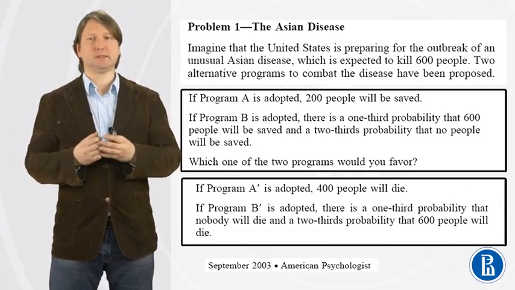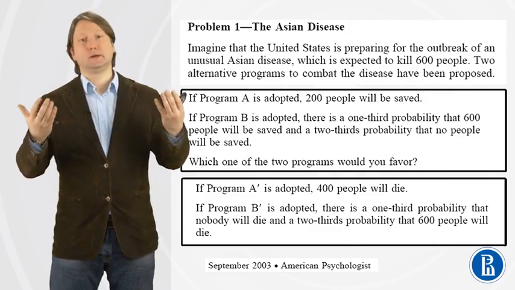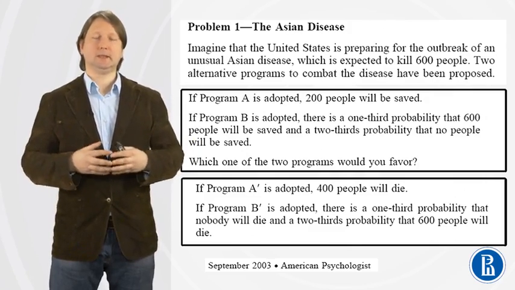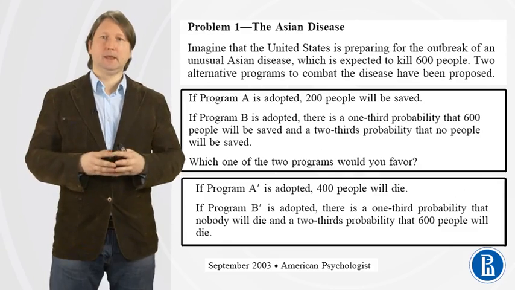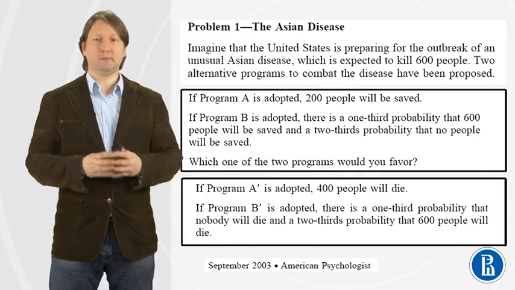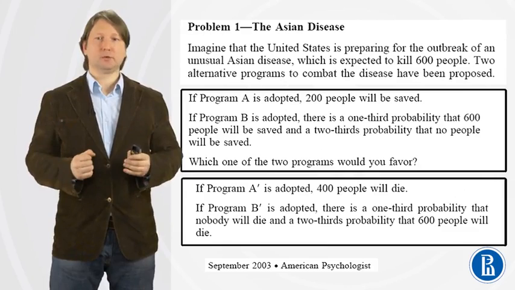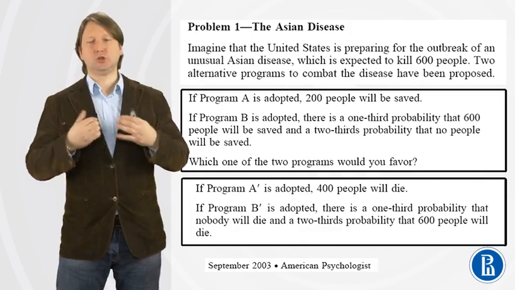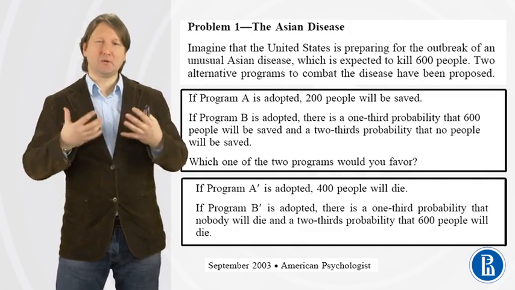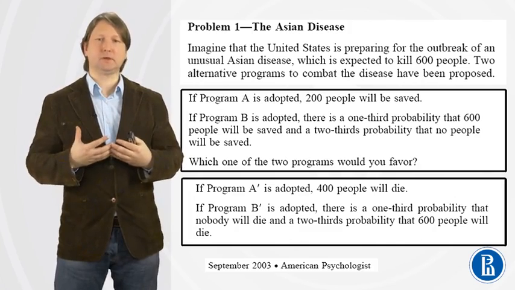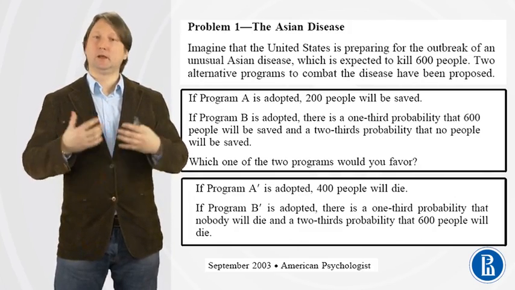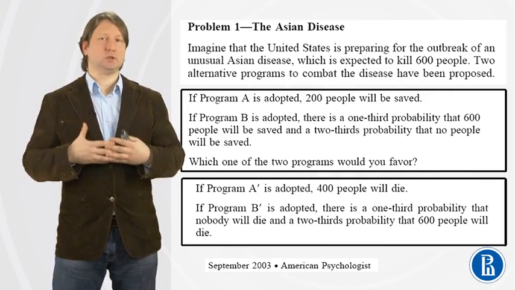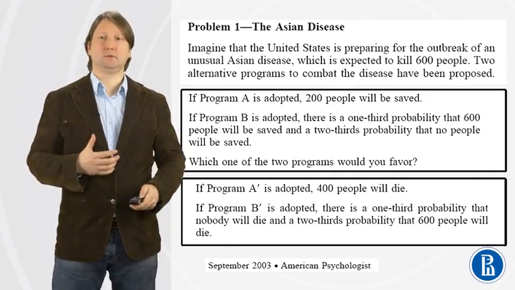In the first case, it is framed in a gain domain: 200 people will be saved. But in the second case, it is framed in the loss domain. It suggests that 400 people will die, but these are identical programs. So surprisingly, simply the framing of the options can change our decisions. Our rationality is quite limited because we cannot say that we are logical and consistent. Our decisions are very much dependent on the framing of the options.